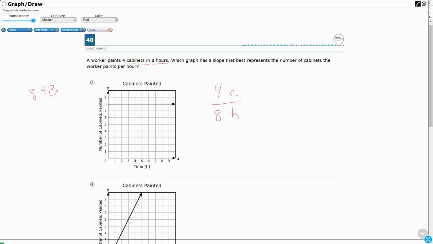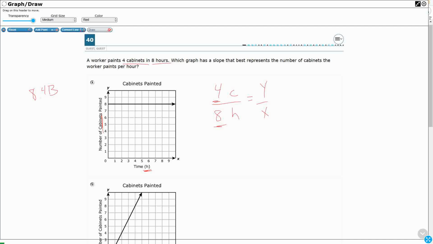Okay. Now, when we are looking at this, notice we've got our 4 cabinets, 8 hours. We've got our cabinets as our Y value. We've got our time, H, as our X value. Okay, so they did give it to us in the correct order for slope. Sometimes they'll give it to you as X first, Y second, and you've got to flip them. So always check the units first.